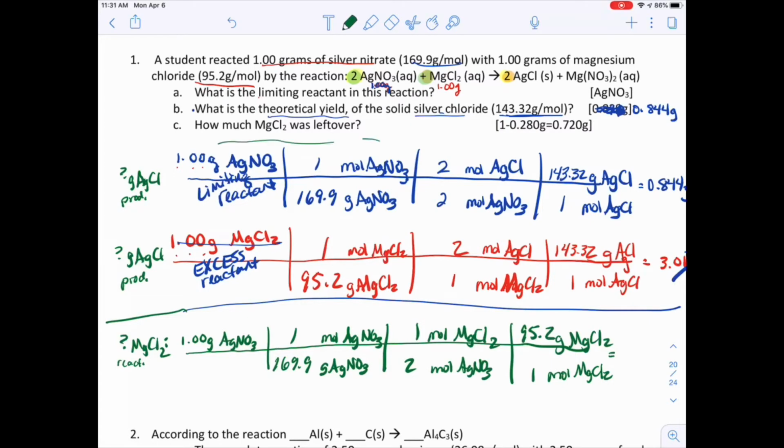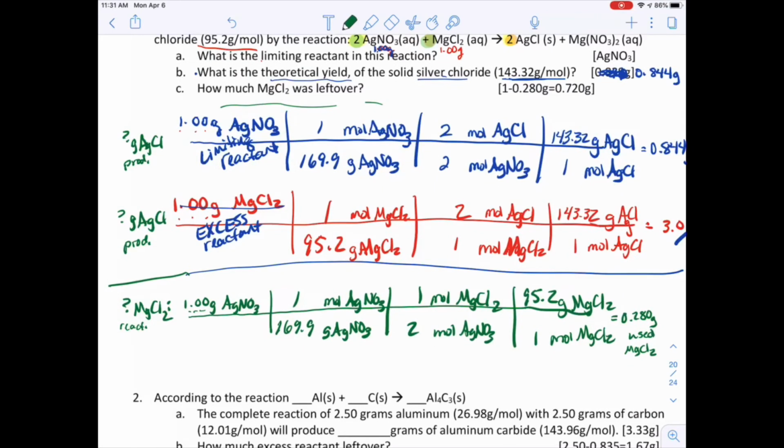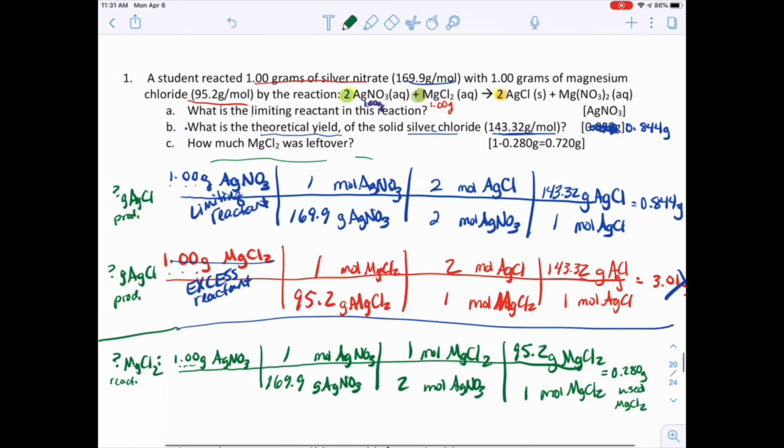We're figuring out how much was used, but the problem is actually asking how much was left over. So I need 3 sig figs. 0.280 grams is how much was used. It's always good to write down used and who you're talking about, because it's wanting to know how much was left over. So I have to go back.